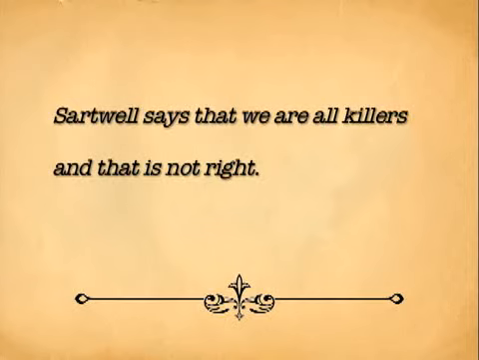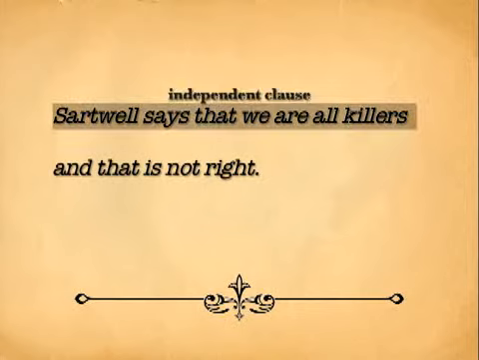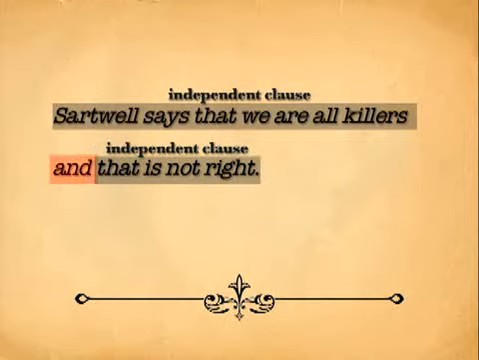Another example here has been taken from a student essay. Sartwell says that we are all killers, and that is not right. Again, two complete sentences, each make sense. You have the conjunction that shows the relationship between them, but the conjunction's not enough. So if you put a comma after killers, you have a comma and a coordinating conjunction, and your problem reaches a satisfactory conclusion. Again, you could use a semicolon, you could use a period if you wanted, but the conjunction shows that relationship very nicely.